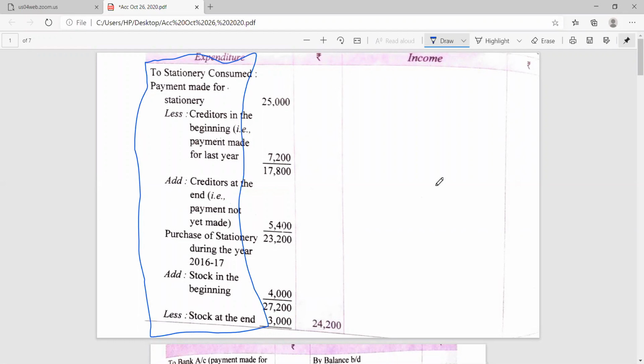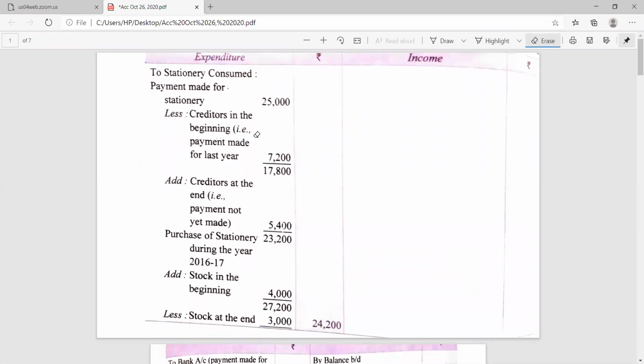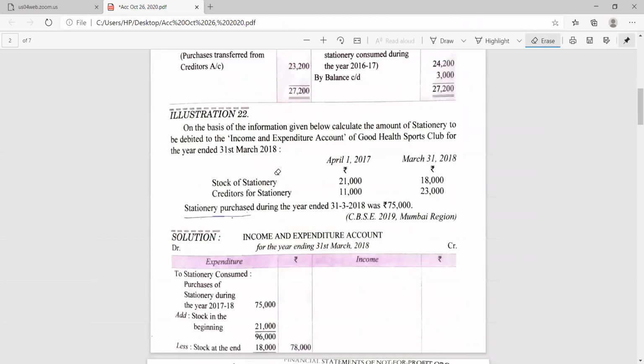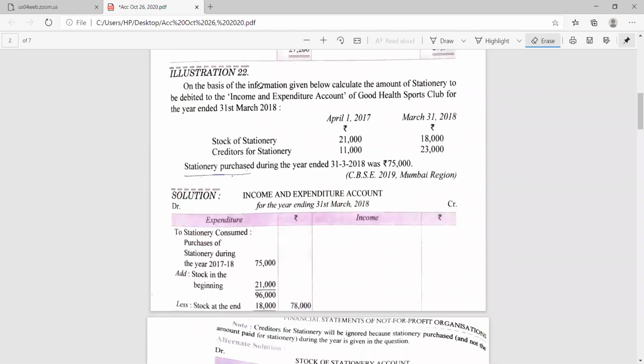So you have to use this formula whenever you have to calculate the material consumed or stationery consumed. Let's do an illustration now, that is illustration number 22. Then it will be more clear to you how it is to be dealt with in the paper.